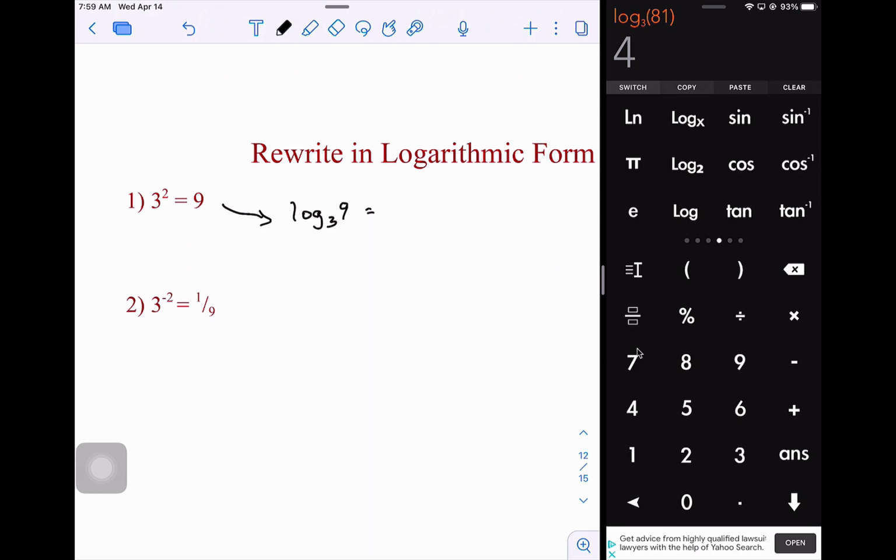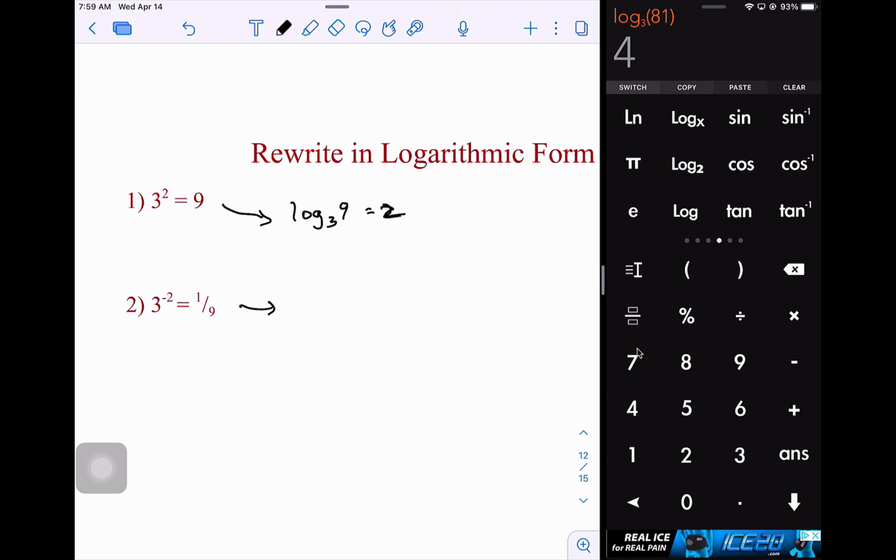Because really, if you think about it, at least this is the way that I think about it, I think to myself, what power do I raise the base to get the argument? It's right here. 3 to what power is 9? And that's why, remember, the exponent is what you're always getting as an answer. So that's what it's always equal to. Equal to 2. 3 to the second power equals 9.